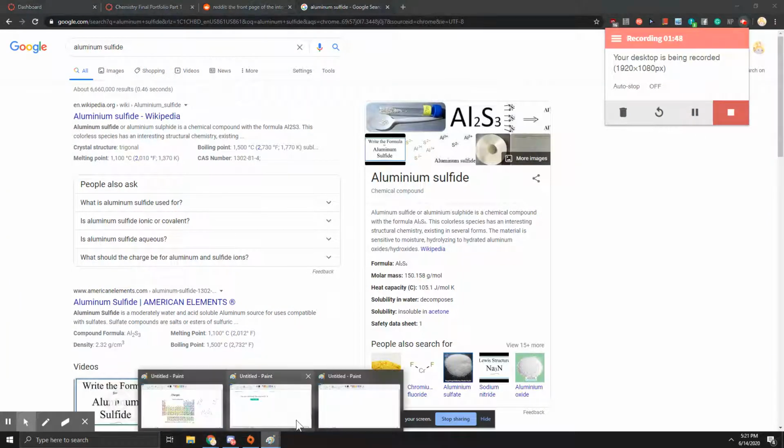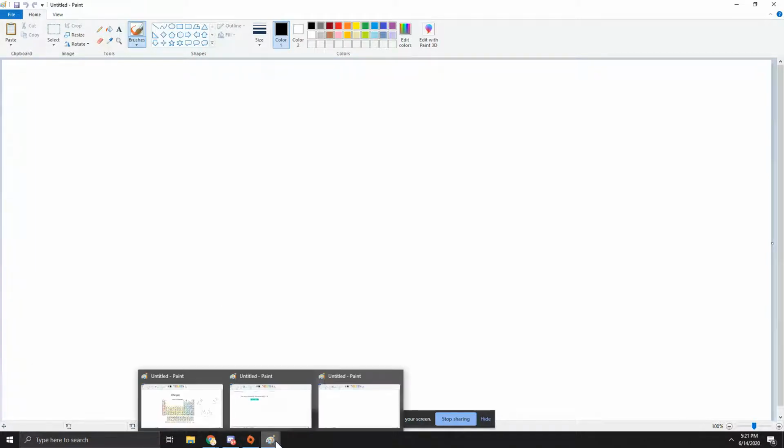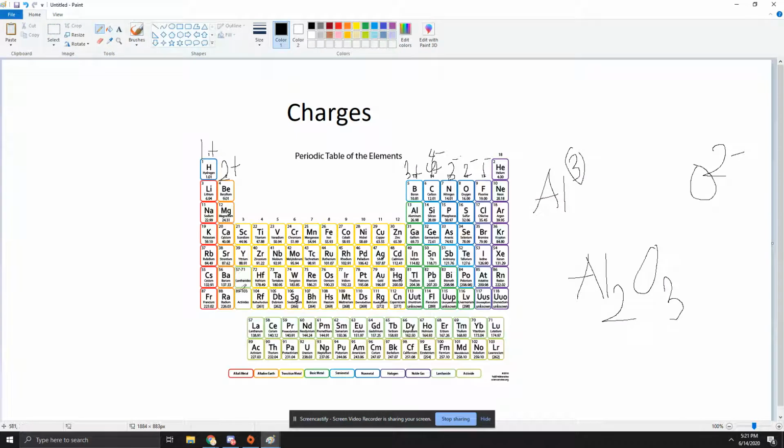Okay, so before we start naming ionic compounds with transition metal, let's learn about what transition metal is. Okay, so in the middle, this is the transition metal. They don't have any charges yet, but the charges can vary.